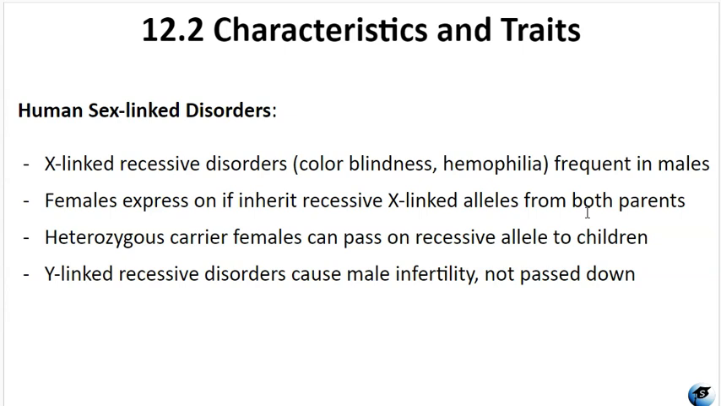X-linked recessive disorders such as red-green color blindness and hemophilia types A and B affect males more frequently than females. Females need to inherit recessive X-linked alleles from both parents to express the trait, while carrier females can pass on the trait to their male children or transmit the recessive allele to their female children, who then also become carriers.